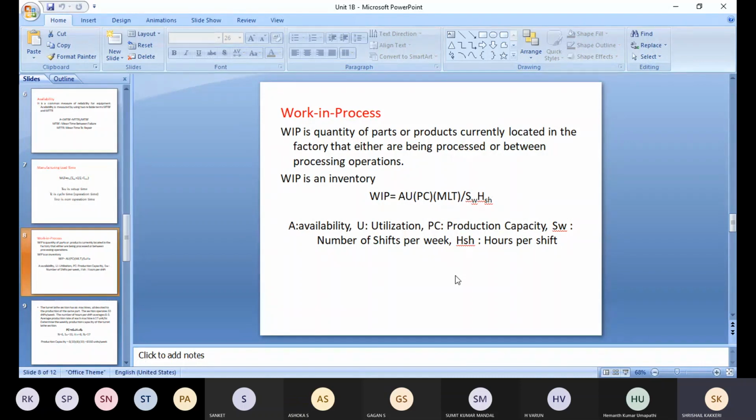A indicates the availability, U indicates the utilization, PC is the production capacity, SW is the number of shifts per week, and SH indicates the working hours per shift. Okay.